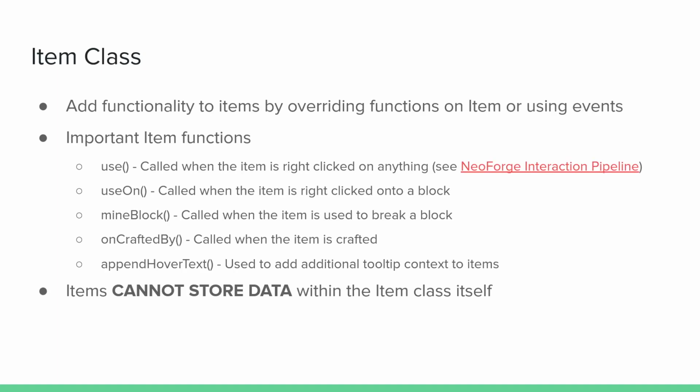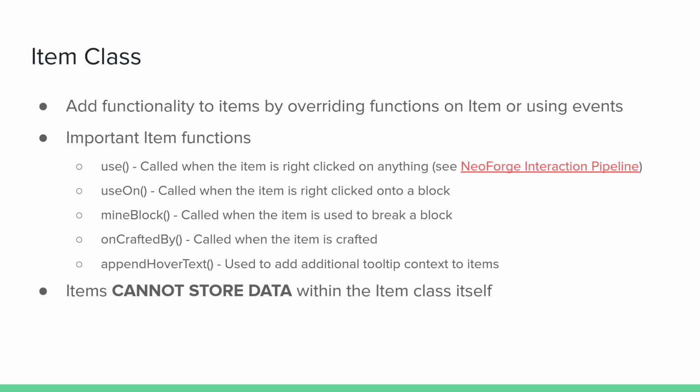Your item class, which is the actual item itself when we did new Item, controls the functionality of the item. If you want to make your own item class, you extend the base item class, and then you can override functions on it. These are the functions that are most useful within the base item class at least. You have use, which is called when you right-click on literally anything. There's a whole pipeline there that's good to review. There's useOn, which is when you right-click on a block, or I think also entities, maybe. Don't quote me on that. Mine block, which is when you use the item to break a block, and onCrafted by when it's crafted.